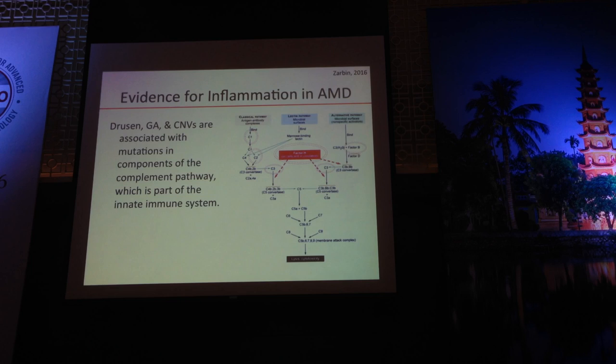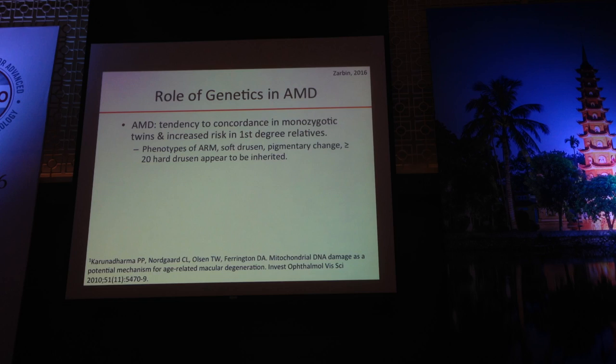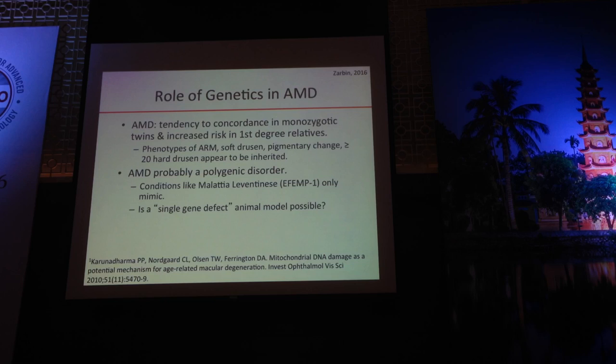And that inevitably leads to considering the genetics and the role of genetics in AMD. Obviously, there's a tendency to concordance in monozygotic twins. AMD, though, is probably a polygenic disorder, so mimicking conditions like Malattia Leventinese, which is a single gene mutation, really don't reproduce all the aspects of AMD, and I doubt that any animal model that has a single mutation in it is going to reproduce all the aspects of AMD. The late onset of AMD actually is reminiscent of mitochondrial diseases, and in fact, there are certain mitochondrial haplotypes that are associated with an increased risk and a decreased risk of AMD.